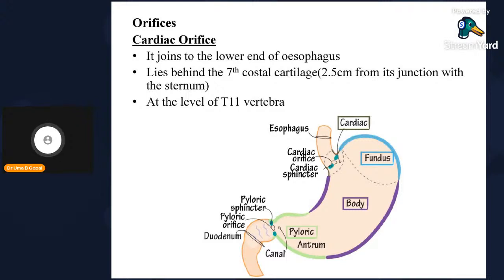Cardiac orifice joins the lower end of the esophagus and lies behind the 7th costal cartilage. Okay, 2.5 centimeters from the junction with the sternum, laterally to the left side. At the level of T11 vertebra, you can see this cardiac orifice.